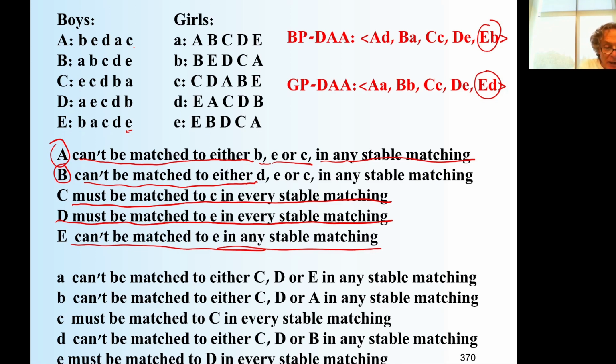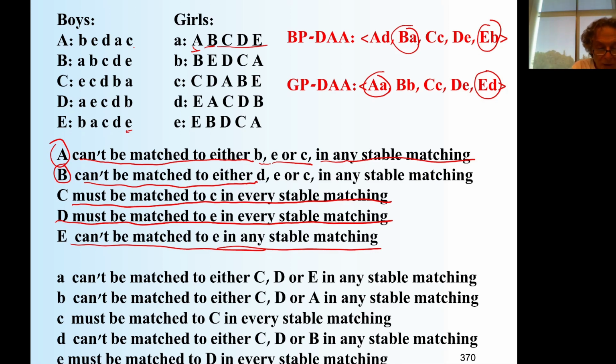Now let's look at the girls. So I'm looking at girl A. Here is girl A with A and girl A with B. So B is the worst, because this is the boy proposing, so girl A gets the worst for her. So B is the worst for A, and A is the best for her. Great. So she cannot get C, D, or E. A can't be matched to C, D, or E in any stable matching.